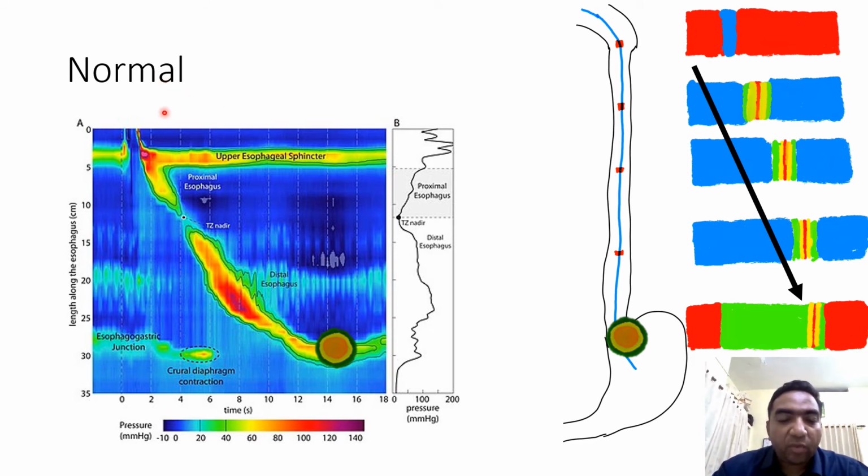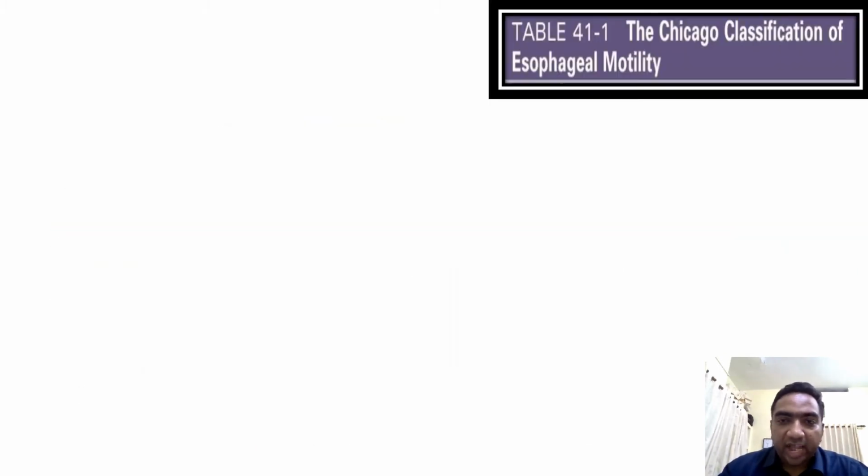That is a normal esophagogram. And the resting pressure of the esophagus is the blue color. That is the lowermost pressure in the esophageal body. Now, that is the time and length of the esophagus.